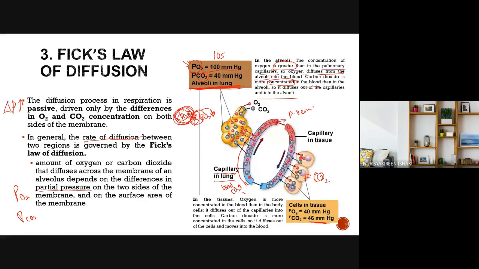So dia akan diffuse lah kan daripada body cells into the blood. Okay, that leads to the lung. So carbon dioxide akan diffuse lah daripada body cells into blood and into the alveolus to be exhaled out.